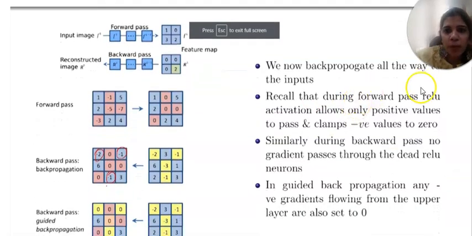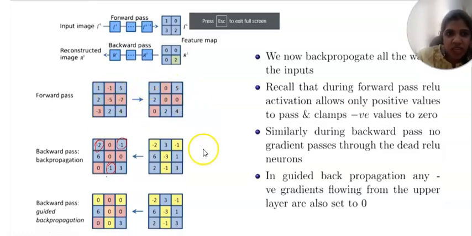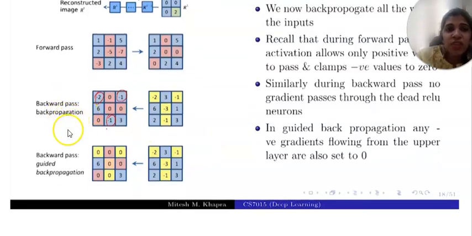So see, we now backpropagate all the way to the inputs. This is the forward pass. In the forward pass, what happens? Like this, it will be 1, 2, and all the negative values will become zeros here. Now, the backward pass without guided backpropagation: -2, -1, -1, -2, -1, -1, and here it will become like this, after convolution.